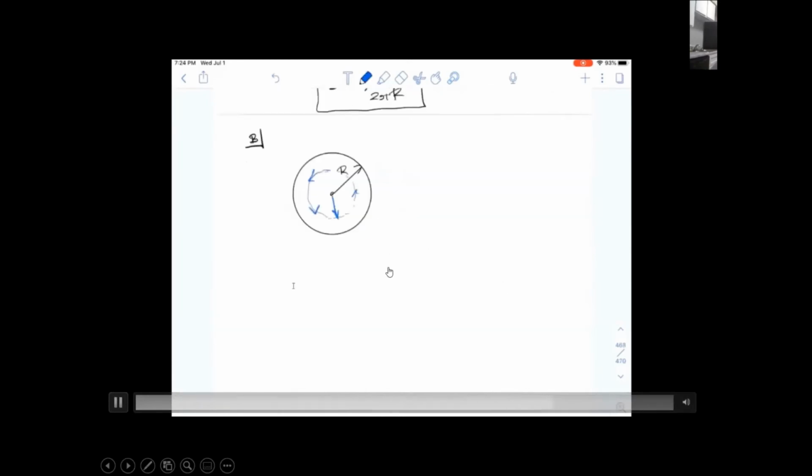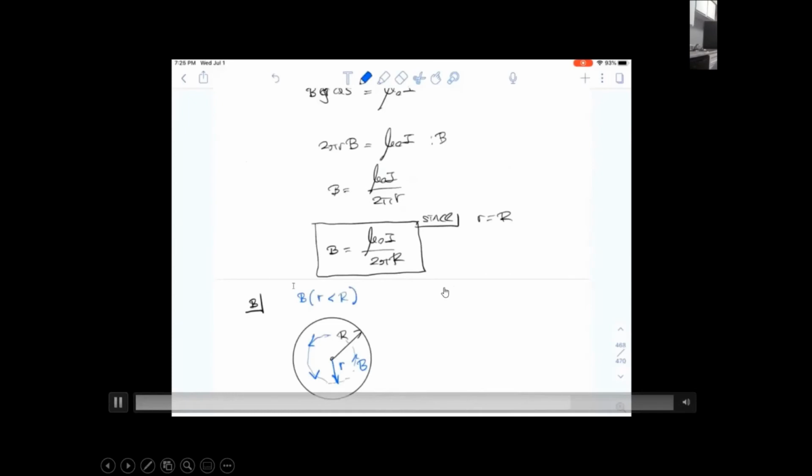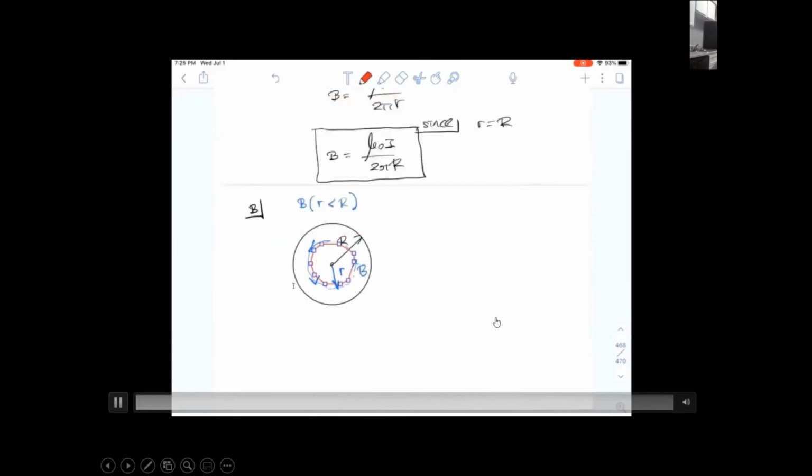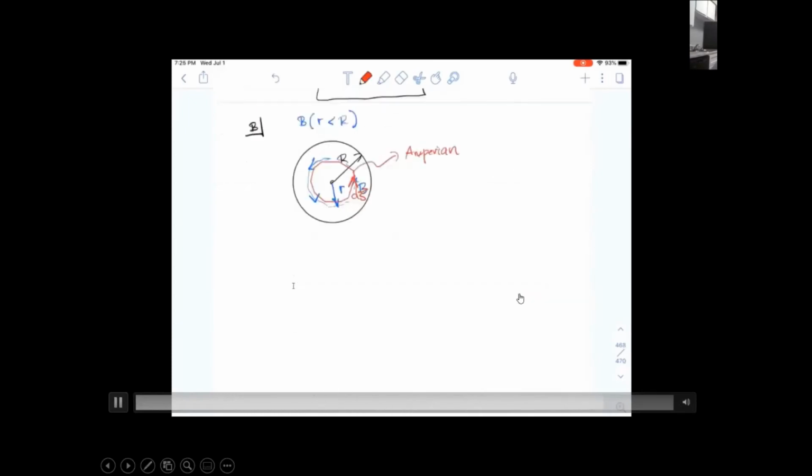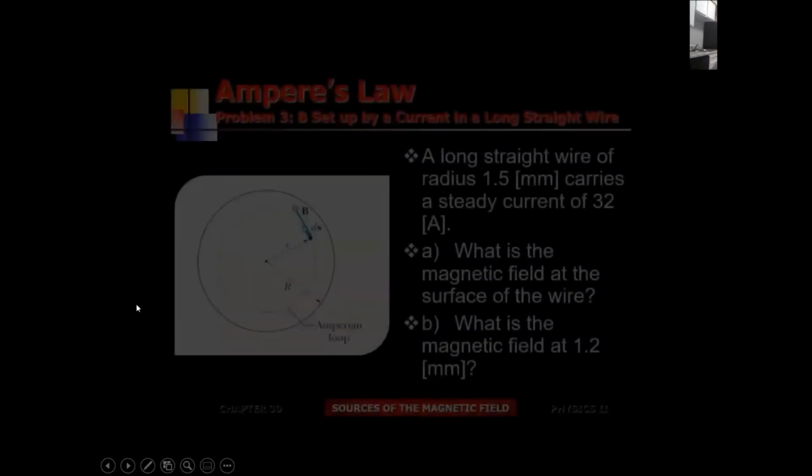All right, so what is the strength of the magnetic field inside the wire? You draw out your Amperian loop, which is supposed to be a circle. The strength of the magnetic field is going to depend on the net current within. So I prime represents the net current within the loop.